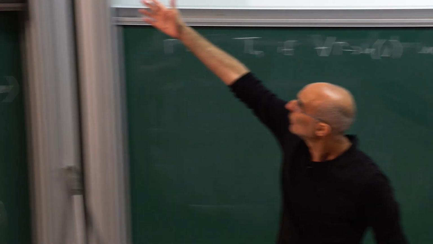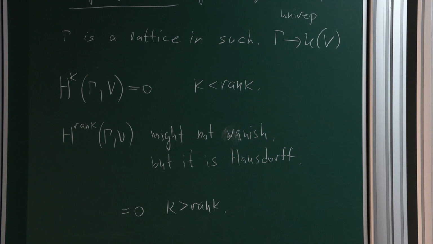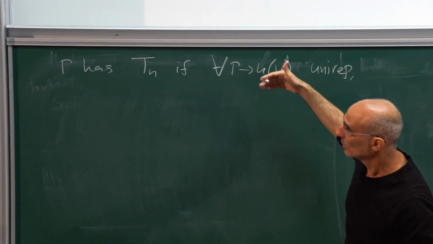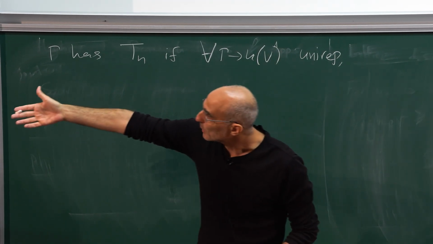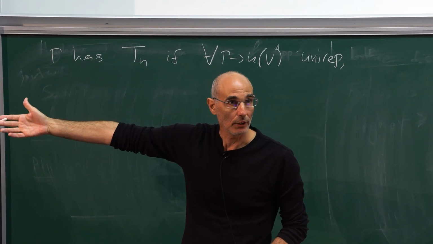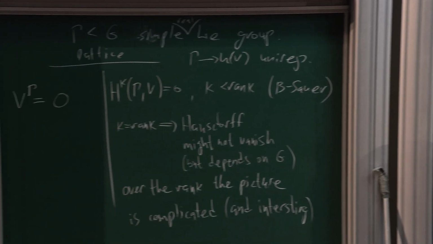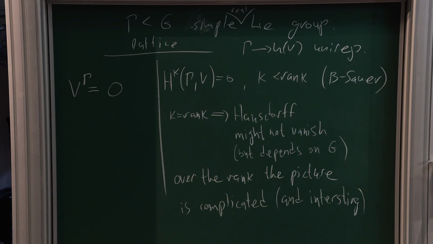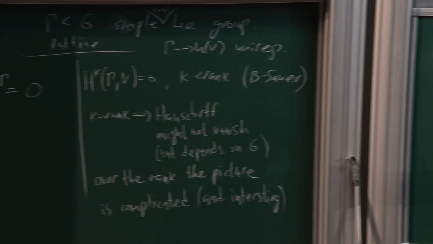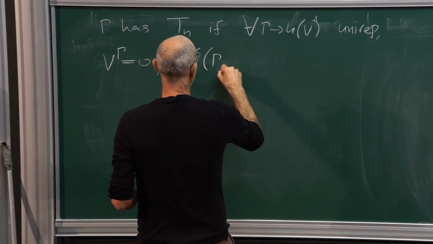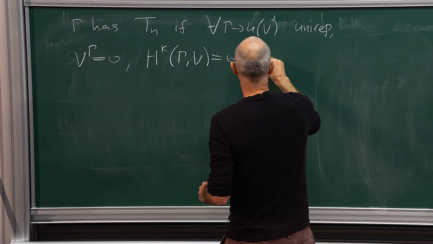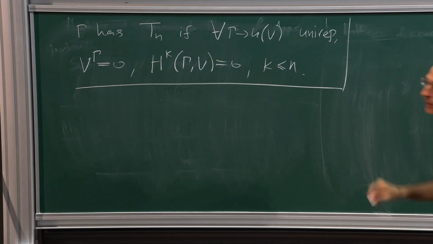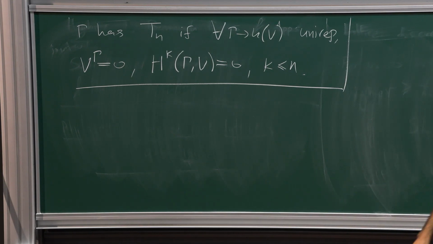So the periodic picture, which is fairly simple, is somehow misleading. And if I want to come up with a higher property T, which, according to our philosophy, should apply to higher rank lattices in simple Lie groups, I should make a corrected definition, which now I will state. I will assume that there are no invariants, and I will demand vanishing for every k less than n. Okay, that's my definition of higher property T.